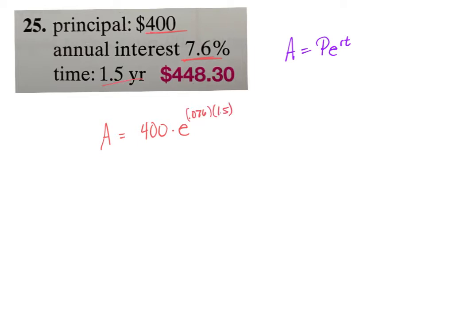So you literally just have to plug it in your calculators, right? You want to make sure that you have the 0.076 times the 1.5 all in the exponent. If not, it's going to do the exponent first and then that multiplication of the 1.5. So make sure you put it in your calculators correctly. But when you do, you should get, rounded to the nearest cent, 448.30.